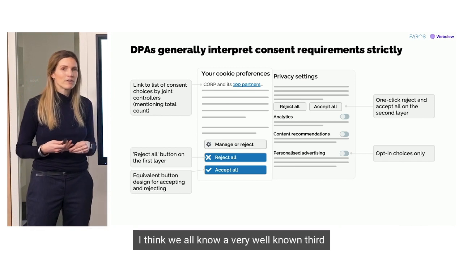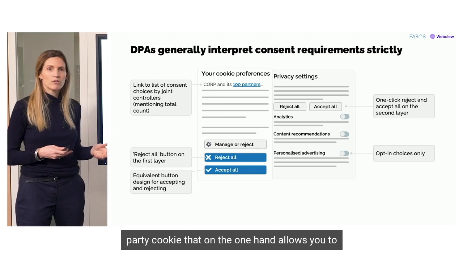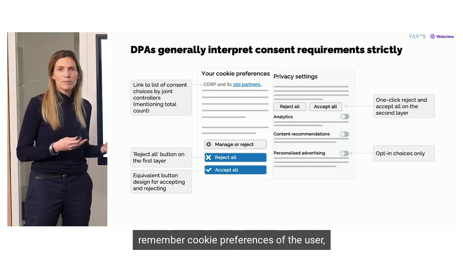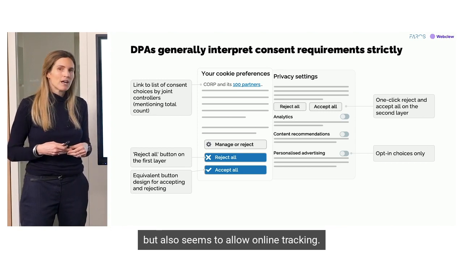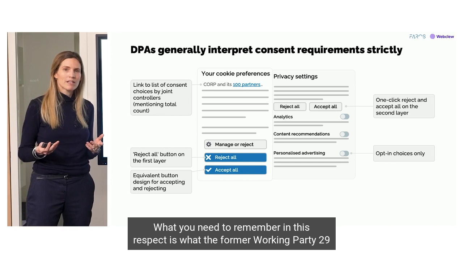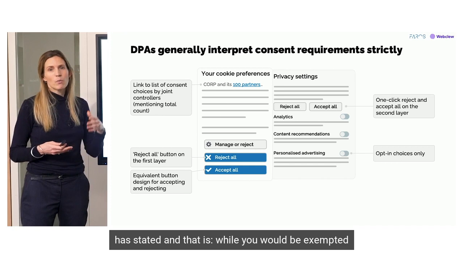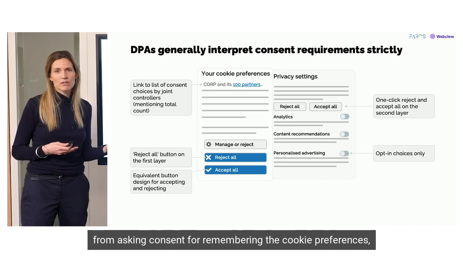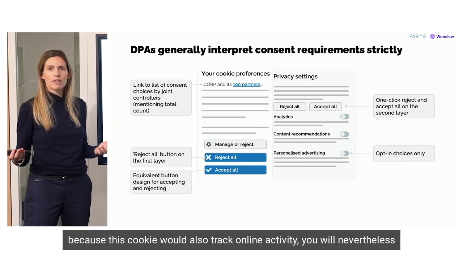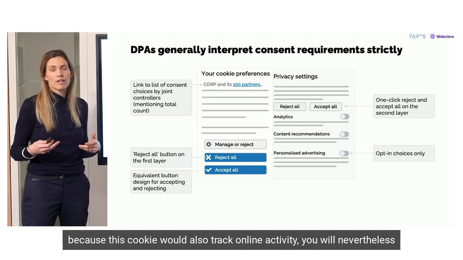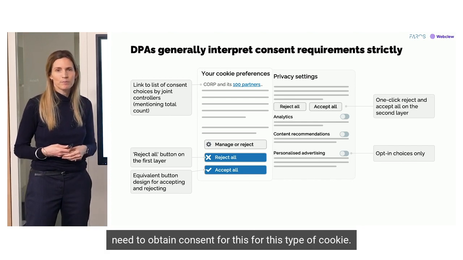I think we all know a very well-known third-party cookie that on the one hand allows you to remember cookie preferences of the user, but also seems to allow online tracking. What you need to remember in this respect is what the former Working Party 29 has stated, and that is, while you would be exempted from asking consent for remembering the cookie preferences, because this cookie would also track online activity, you will nevertheless need to obtain consent for this type of cookie.